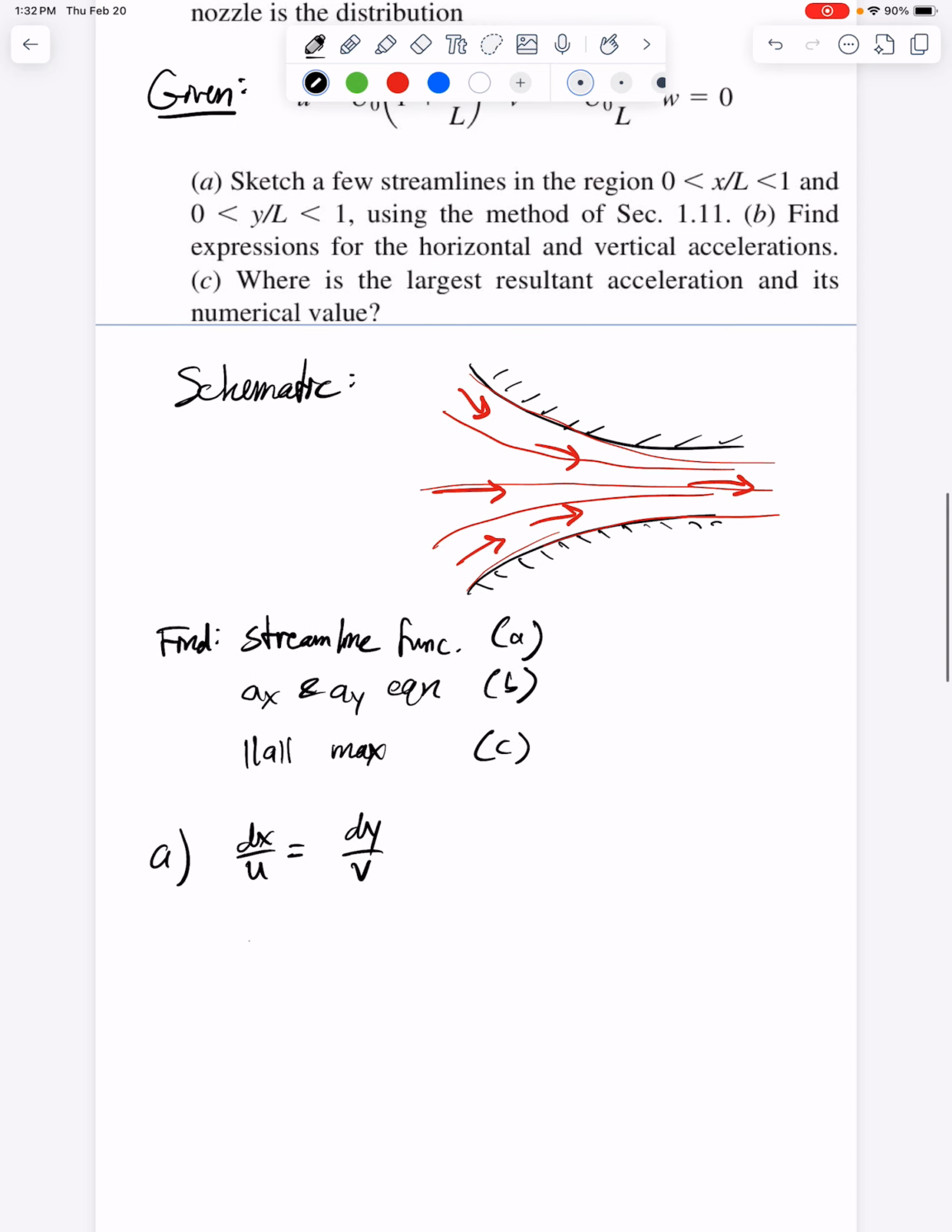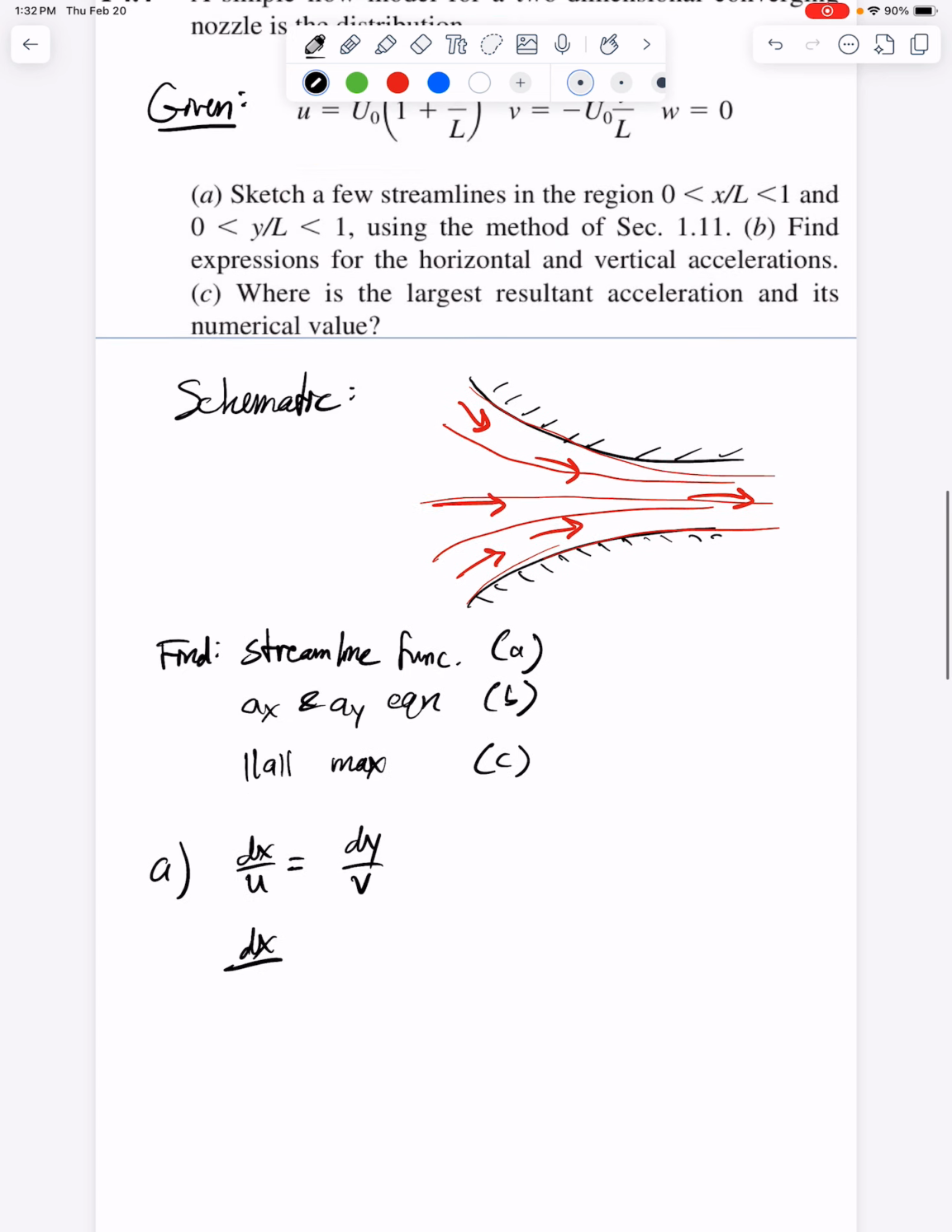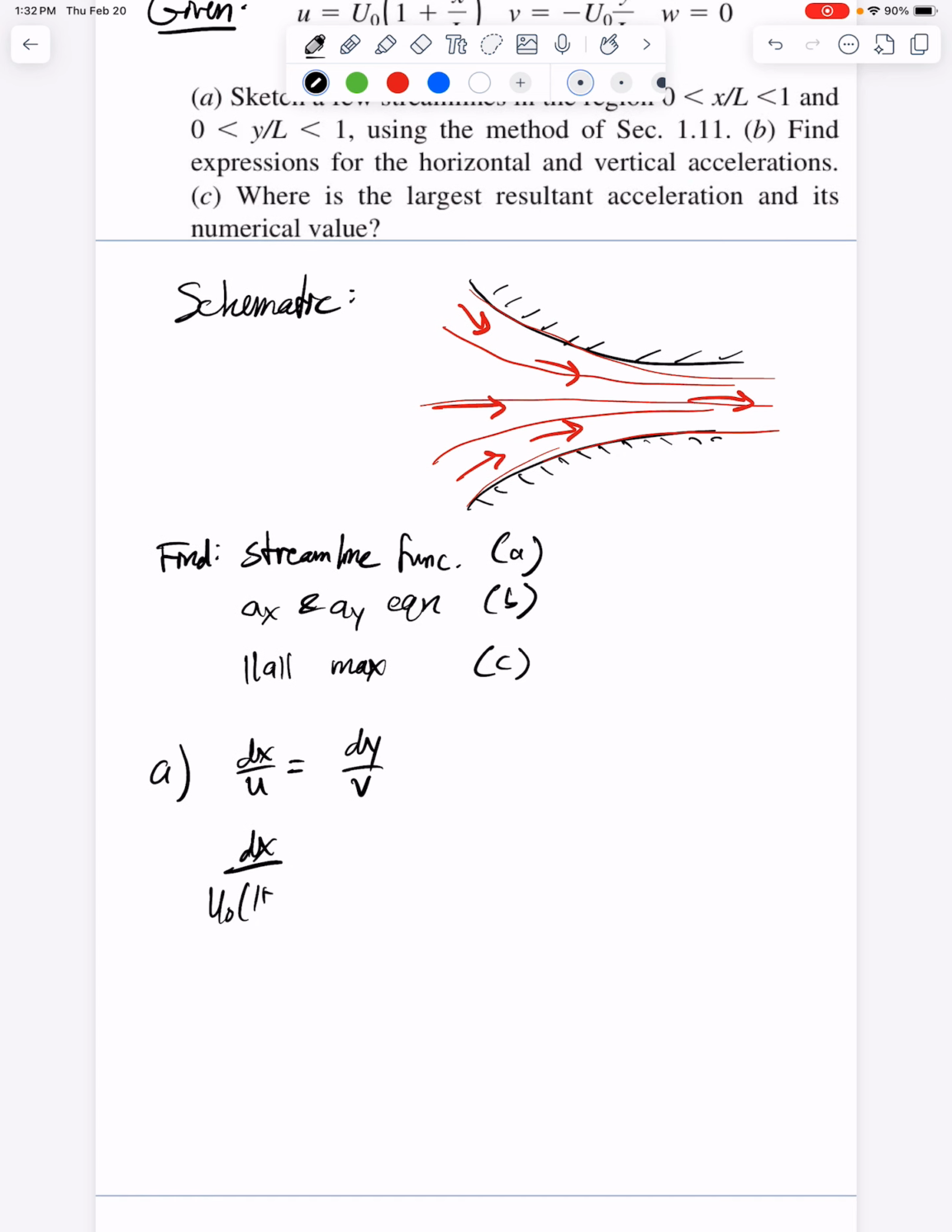So we have u, which is u naught times 1 plus x over L, over dx, is equal to dy over v, which is given as negative u naught y over L. Luckily for us, the u component is only in terms of x, and the v component is only in terms of y. Our variables are already separated, so we just have to integrate both sides. And because u naught is a constant, I'm going to cancel it out.